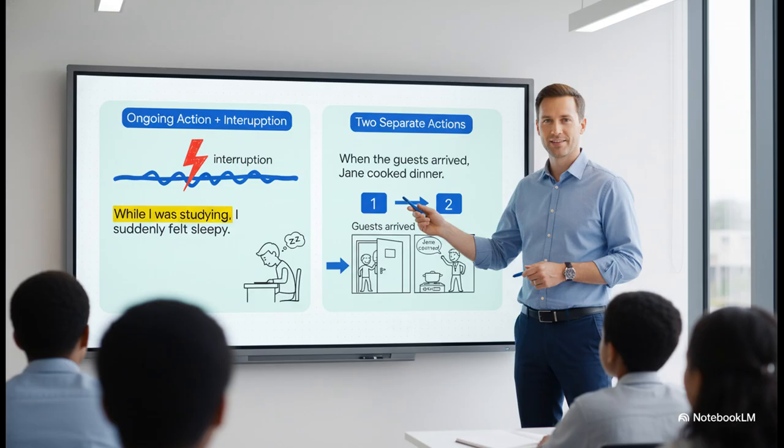Now compare that to the other sentence. When the guests arrived, Jane cooked dinner. That's just one thing happened, then the next thing happened. Two separate events. Big difference.